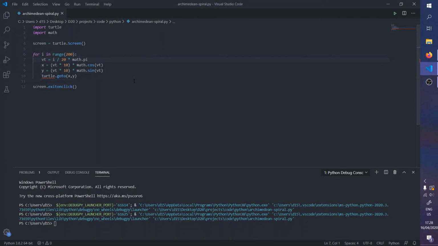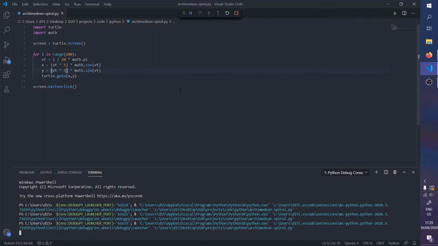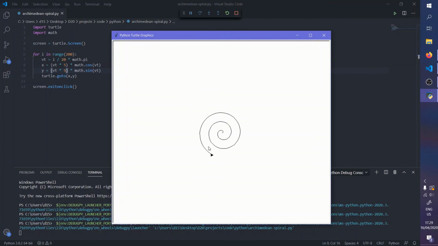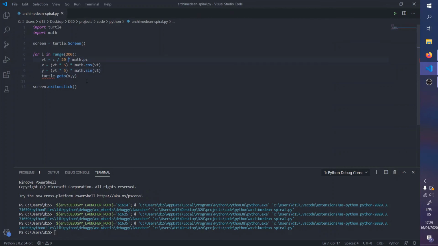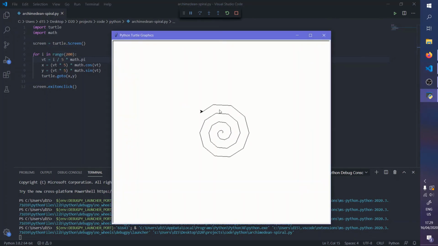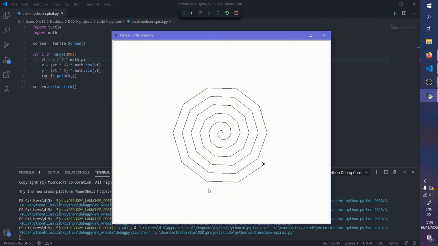And then I want to show what varying some of these values will mean. So if you make this smaller, the spaces between the lines of the spiral will be smaller. You can see that here. And varying this value that's in the vt, you'll get a bigger spiral, but it'll be less smooth because you're deciding how much the pixel moves by each time.